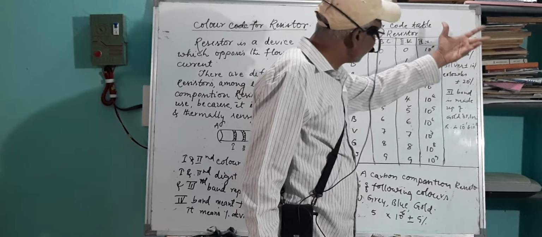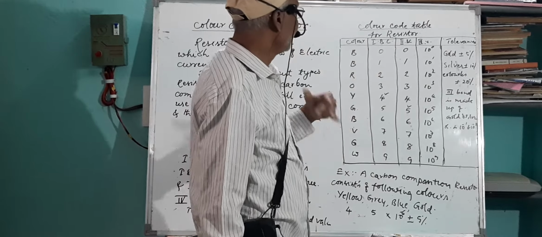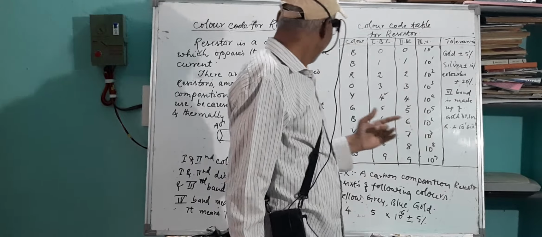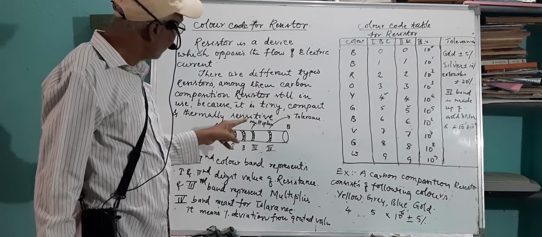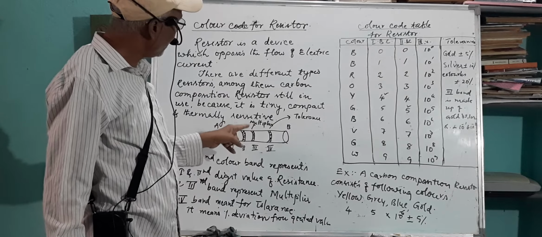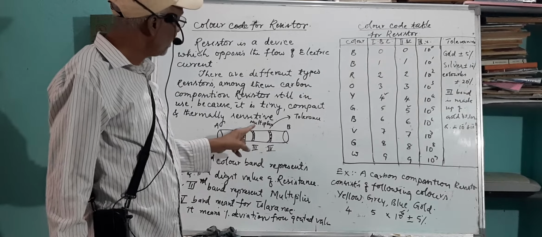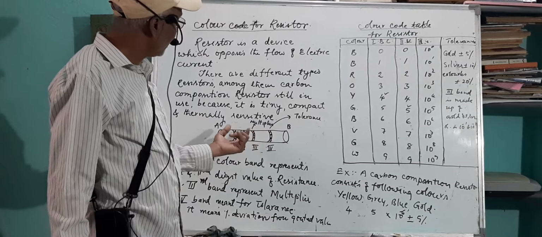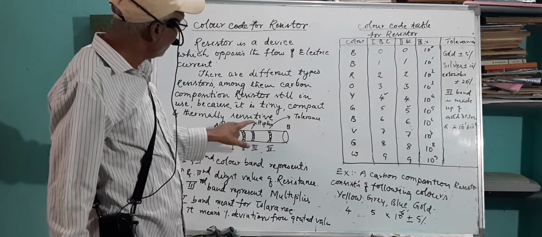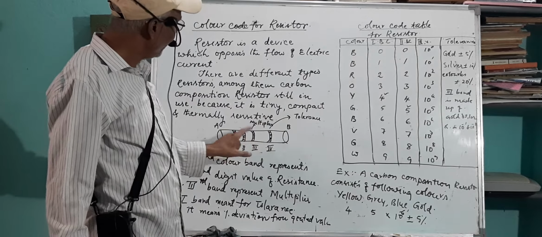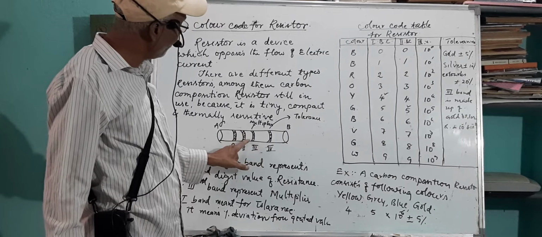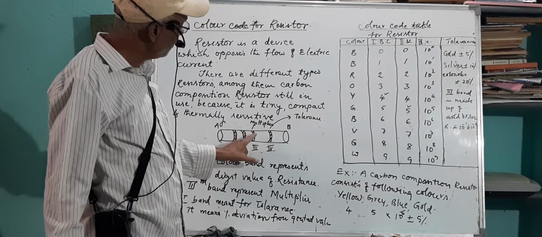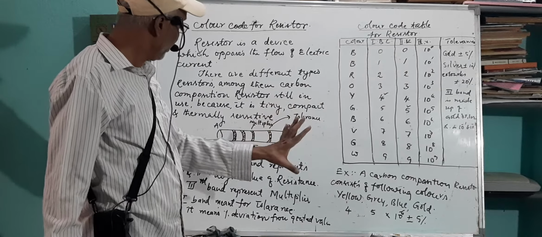If the fourth band is absent, and the third band is made up of gold or silver, then as I explained earlier, the multiplying factor is 10 to the power minus 1 if it is gold, and if the third band is made up of silver, its multiplying factor is 10 to the power minus 2.